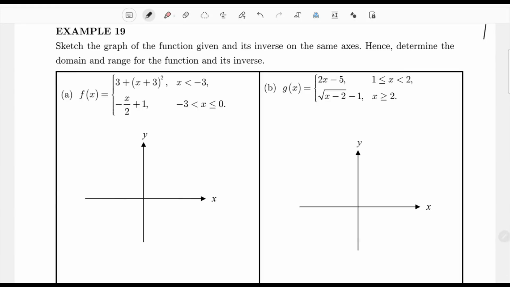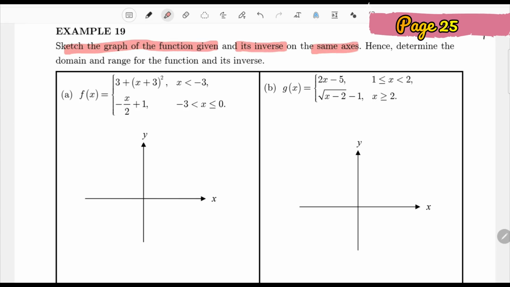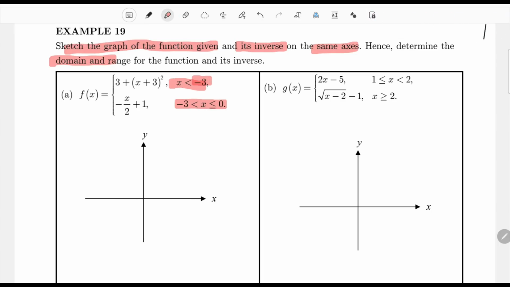Example 19, sketch the graph of the function given and its inverse on the same axis. Hence, determine the domain and range for the function and its inverse. So if you notice, the function is a piecewise function. So there are two functions to sketch. So we need to look at the values of the axis given. So we have -3 and 0.